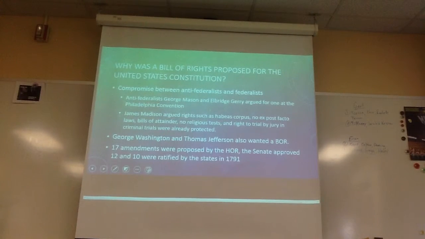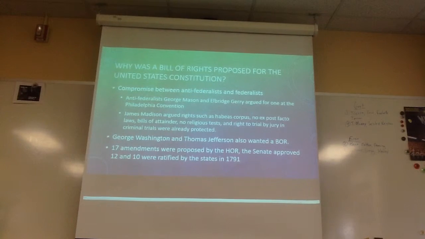Seventeen amendments were proposed by the House of Representatives, and the Senate approved 12 of them, and they were ratified in the states. Okay, so referring to the Bill of Rights, 17 of them were proposed. James Madison actually wrote and proposed those 17 to the House of Representatives. The Senate approved 12 of them.